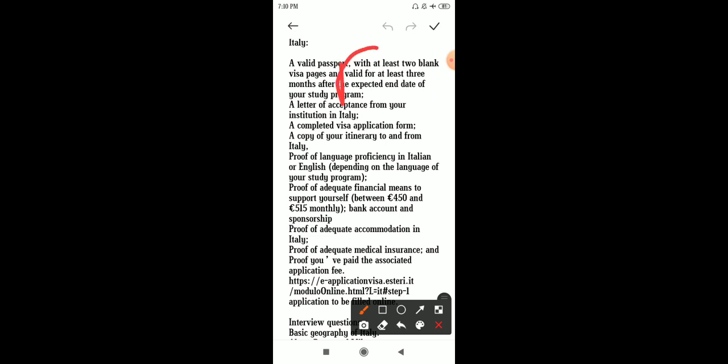The financial means, you should bifurcate it into two terms. The first thing is the bank account. Okay, you have to show bank accounts in which a minimum of 6 to 7 lakhs should be there, and the maximum depends on your capacity.